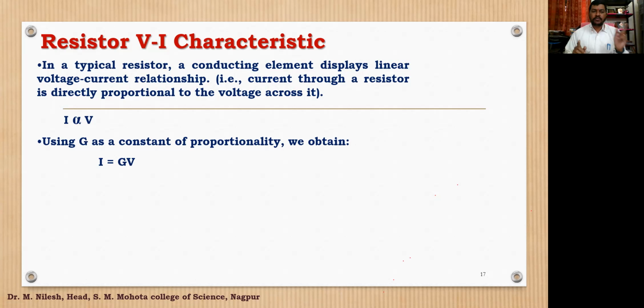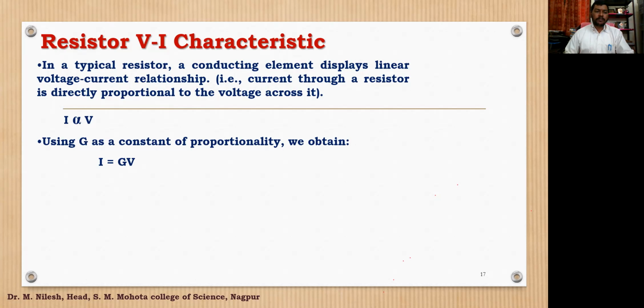VI characteristics means voltage and current characteristics. So as we go on increasing the voltage, the parameters of current change, and accordingly we have a graph. So we call it a VI characteristic, right? Now in this case, we say that I is directly proportional to voltage. That is, the current is directly proportional to the voltage.